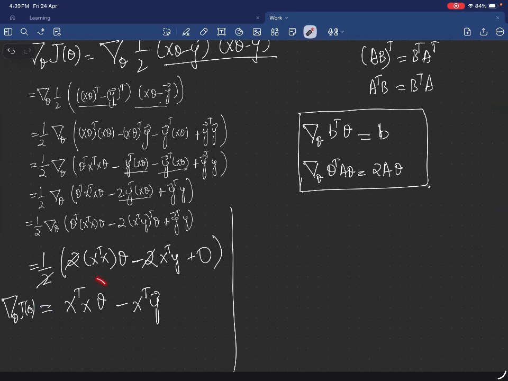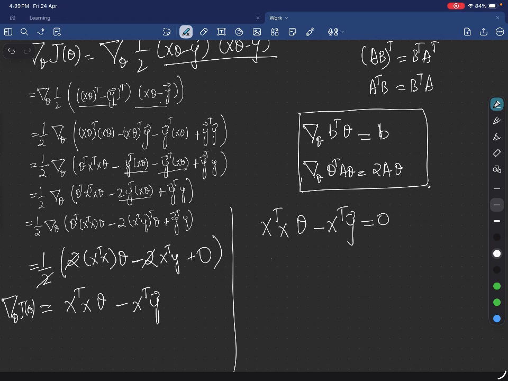Now we have got the differential of the cost function in its matrix form. Now what we'll try to do is equate it with 0. X transpose X theta minus X transpose y equals 0. X transpose X theta equals X transpose y. Theta will be equal to (X transpose X) inverse X transpose y. Now this is the normal equation.